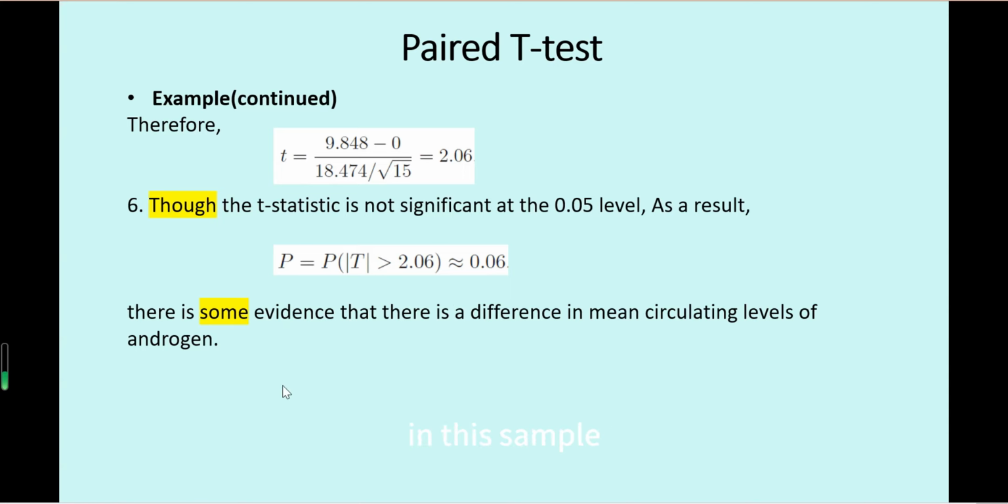So in this sample, we can say there is some evidence that there is a difference in mean circulating levels of androgen. There is somewhat some evidence, right? Because the sample is random, maybe if we take other samples, or take such samples many times, some part of them may show significance, right?